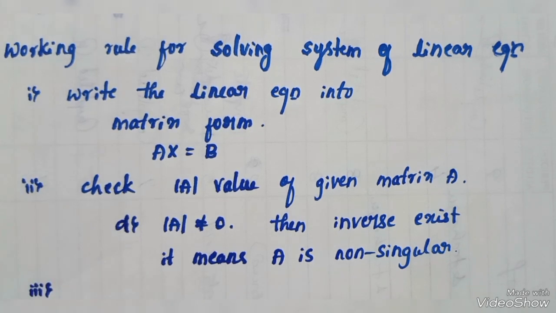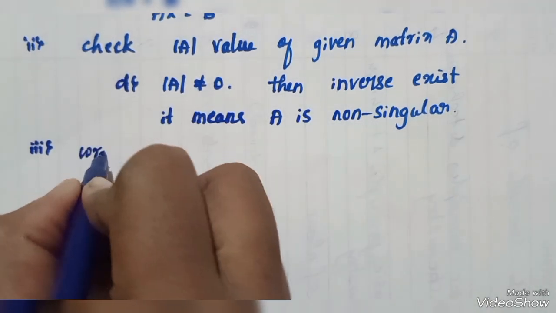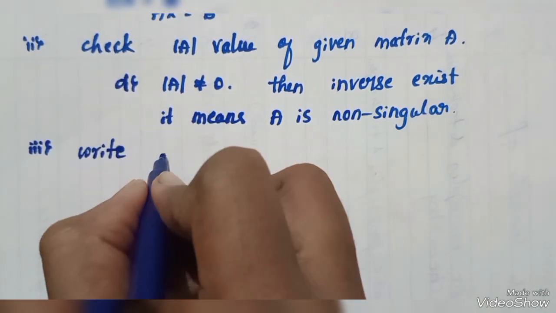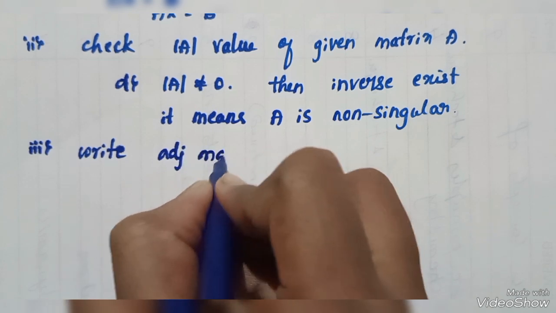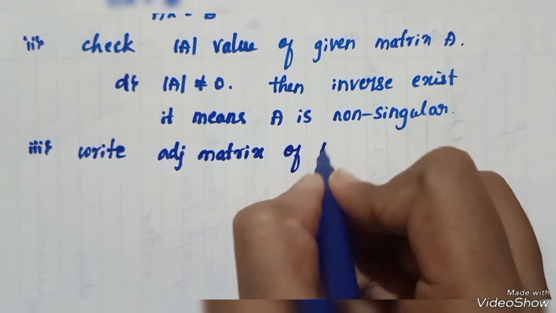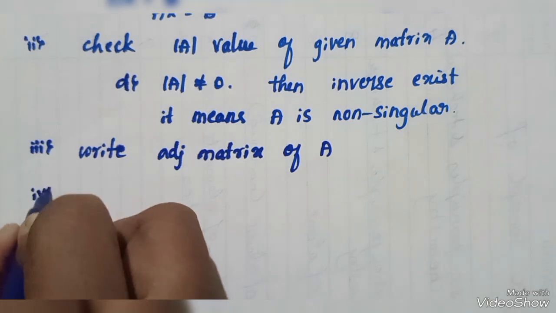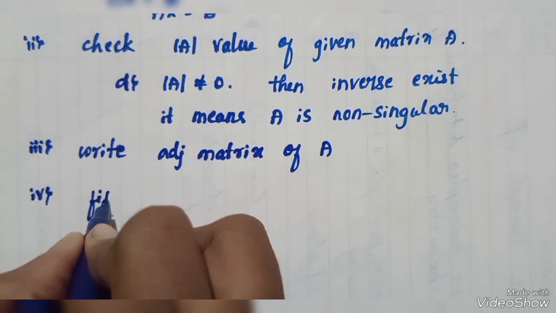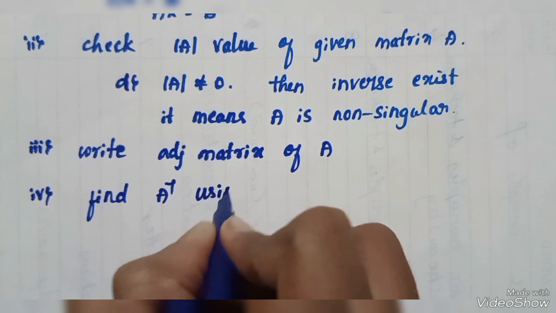Third step, write the adjoint matrix of A. In the fourth step, find A inverse using the formula.